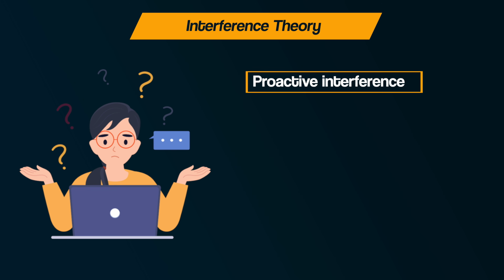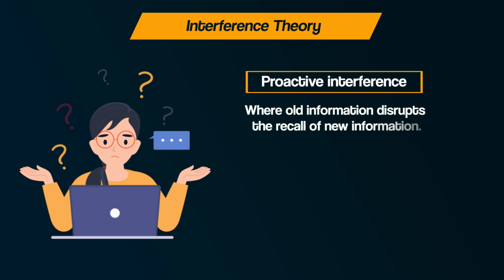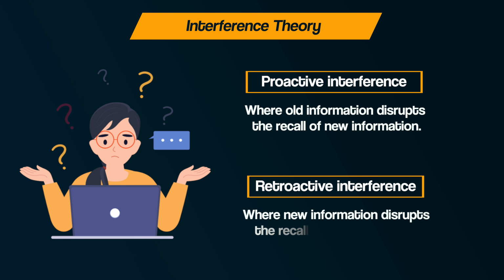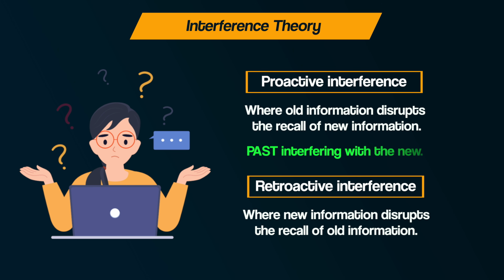There are two types of interference: proactive interference, where old information disrupts the recall of new information, and retroactive interference, where new information disrupts the recall of old information. Remember that proactive is the past interfering with the new, and retroactive is the recent interfering with the old.